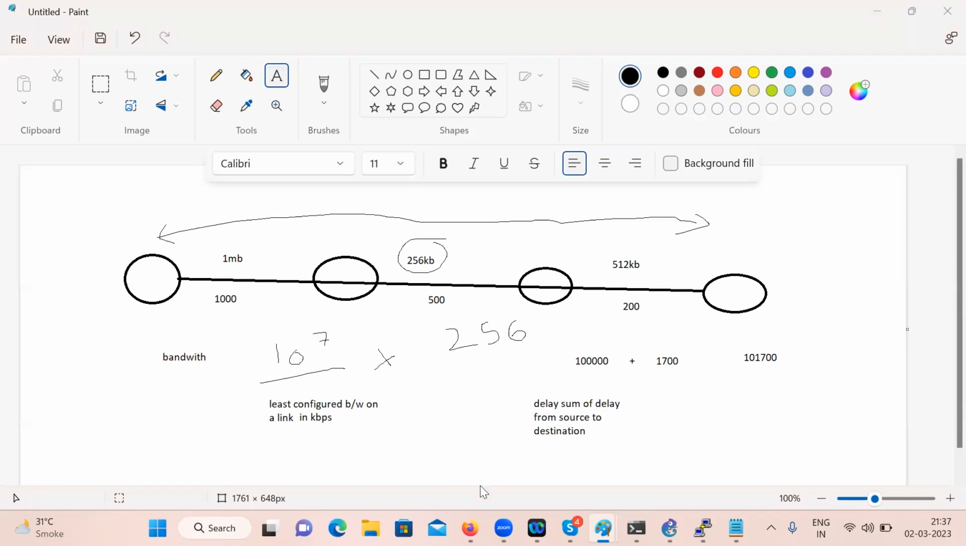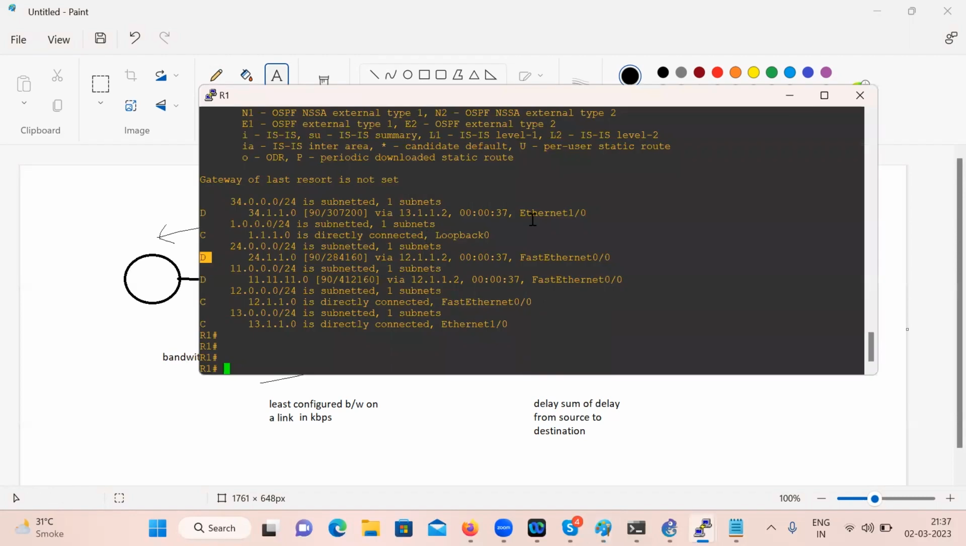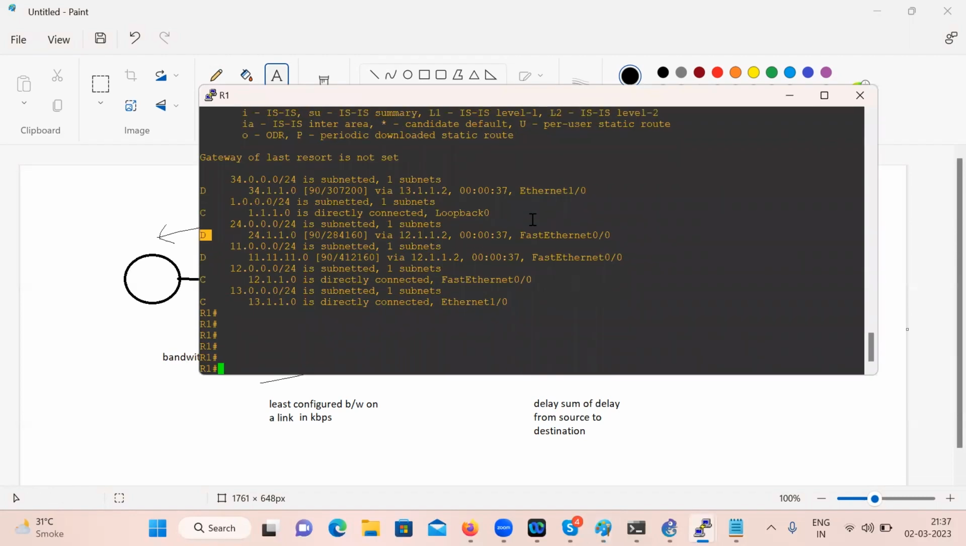So your result will be whatever the answer is. You mean to say that 1 lakh plus 1700 is going to be the bandwidth plus delay, right? Can EIGRP recognize that it is using bandwidth plus delay, or are we going to forcefully ask EIGRP to use only two metrics? No, let me show you. Did I configure anything forcefully here related to metric calculation? Nothing, not yet. Show IP protocol.